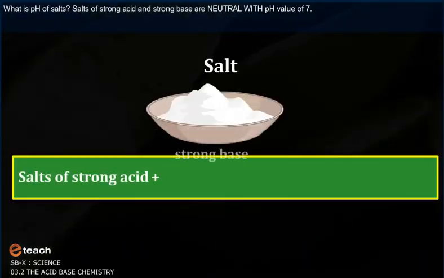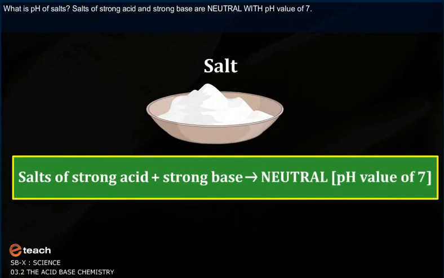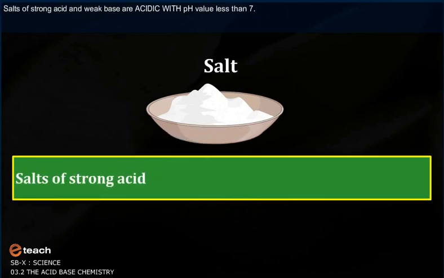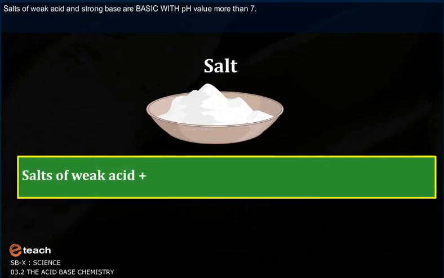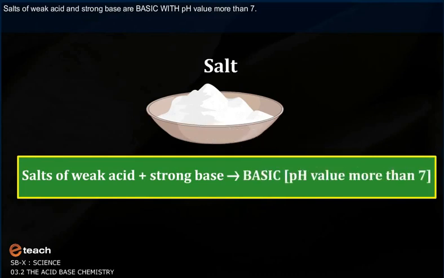Salts of strong acid and strong base are neutral with pH value of 7. Salts of strong acid and weak base are acidic with pH value less than 7. Salts of weak acid and strong base are basic with pH value more than 7.